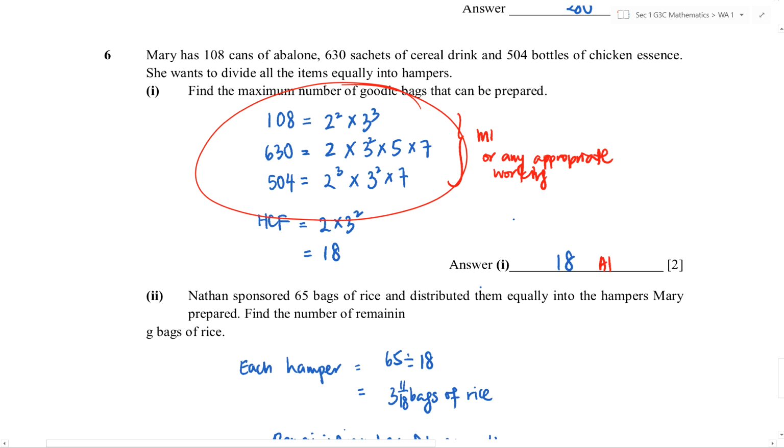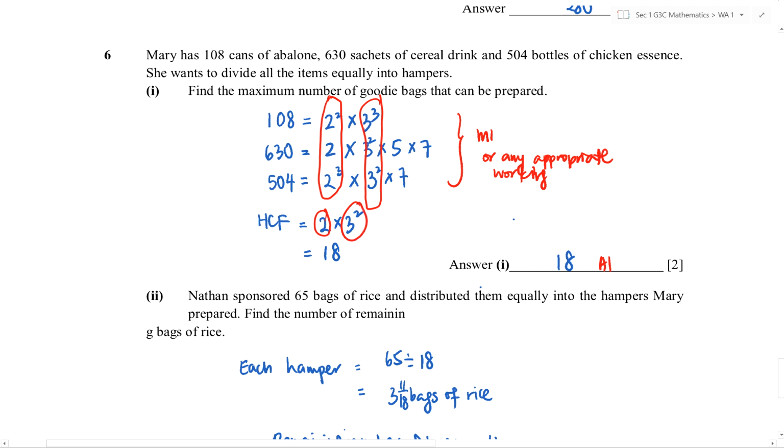Finding the common factor. So we see, go down the line, there is only 1, 2 that is common. So write it down. There are 2 3s that are common. So 3 squared. And that gives us 18 hampers altogether. The 5 and the 7, they are not common throughout.